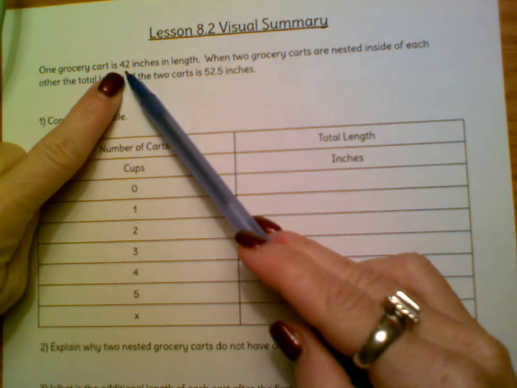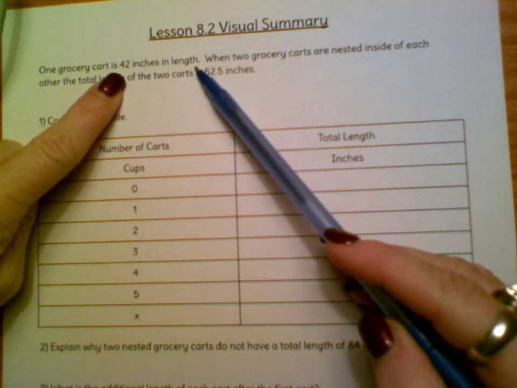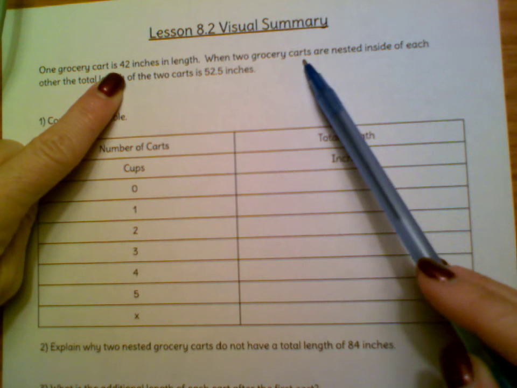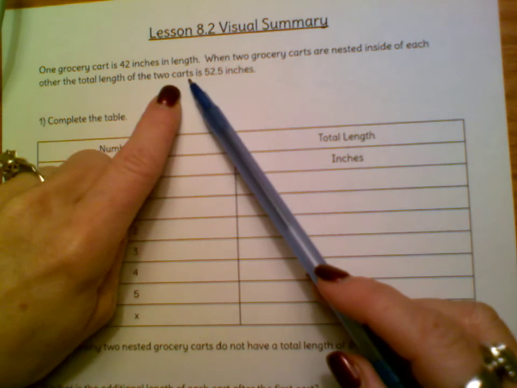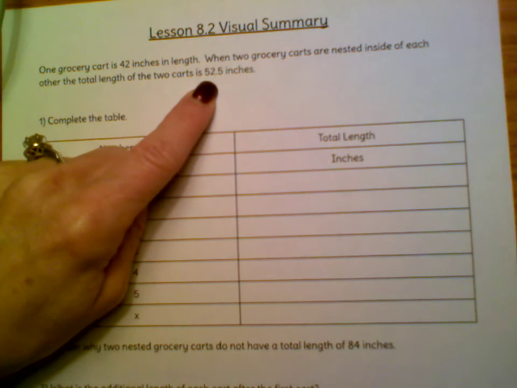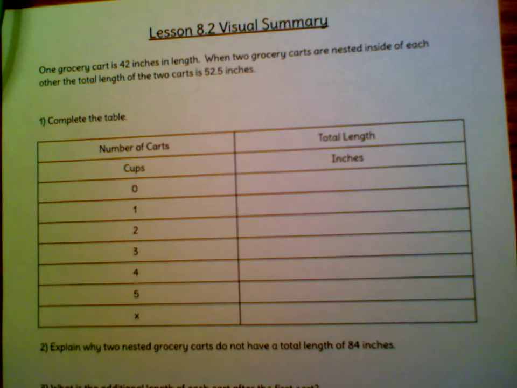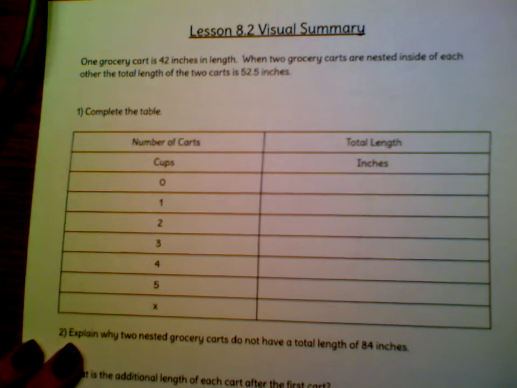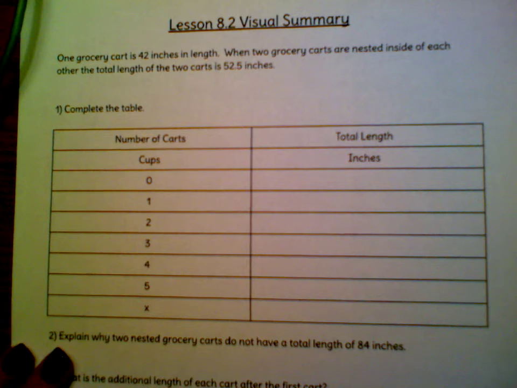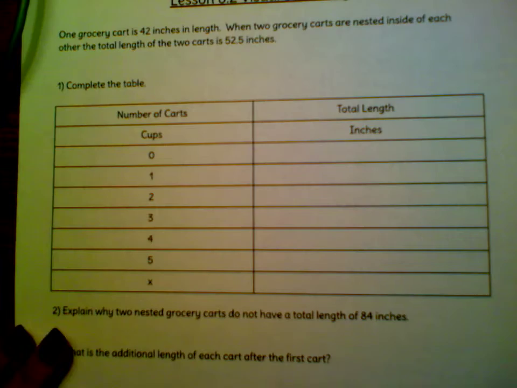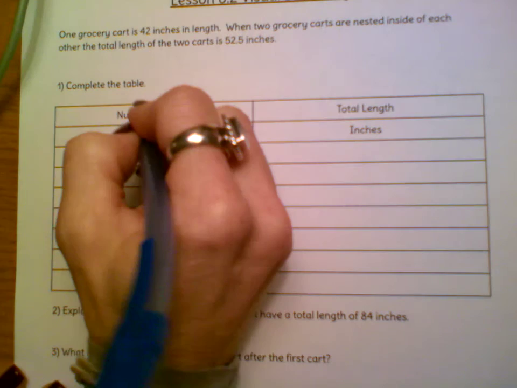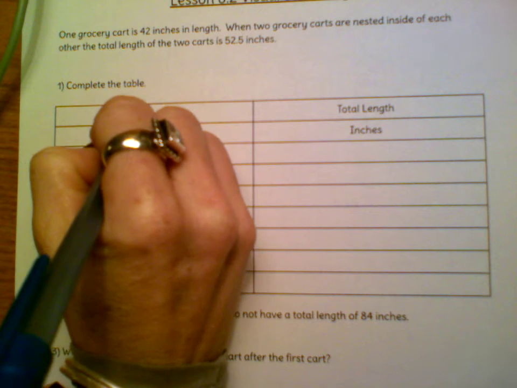One grocery cart is 42 inches in length. But when we have two grocery carts, they're nested inside of each other. So the total length for two carts is 52.5 inches. The first thing we want to do is try to complete the table. This should say carts.